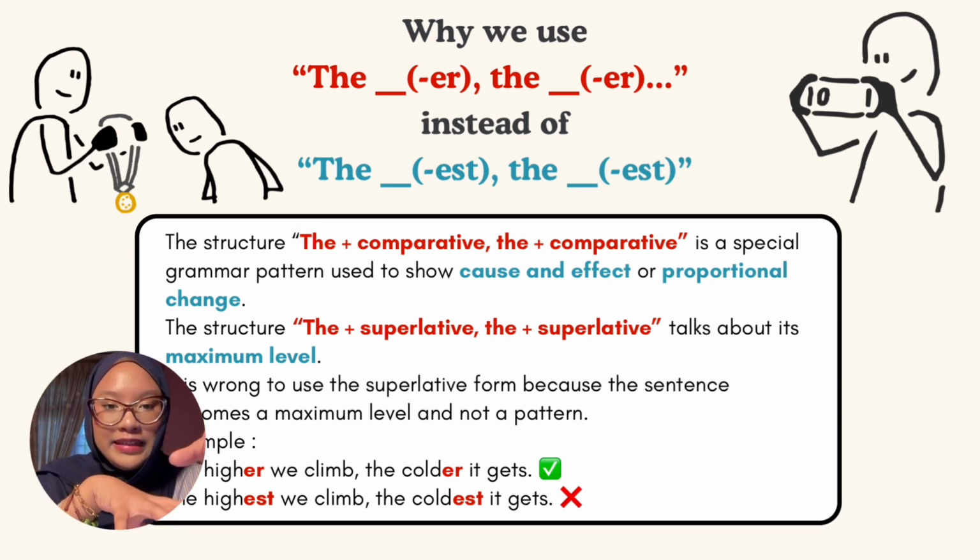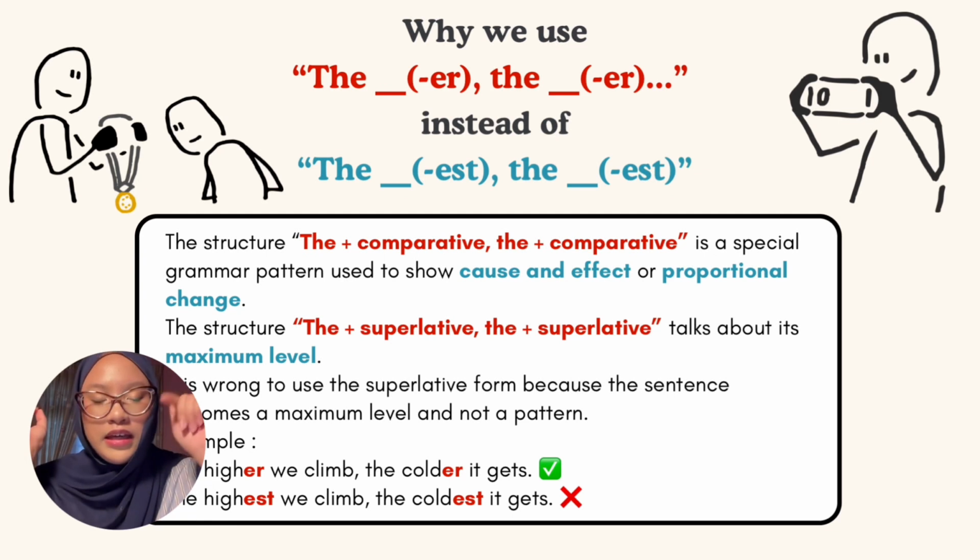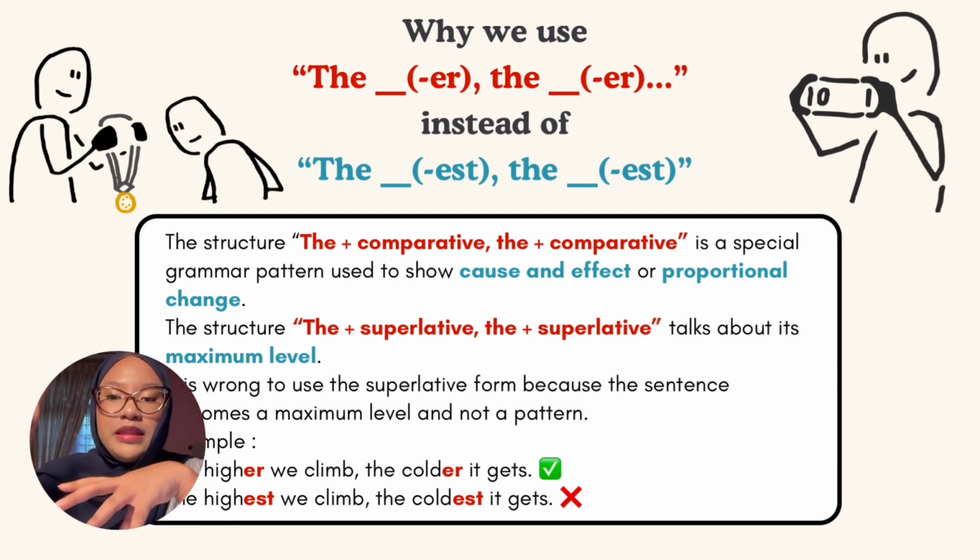So, going back to why we use the comparative instead of the superlative plus the superlative. Students sometimes confuse the structure, like the higher and the colder, with superlatives and try to say something like the highest, the coldest. But this is not correct. The pattern is not about maximum level, it's about cause and effect. It's about proportional change, when one thing changes and the other changes too. So the correct form is: the higher we climb, the colder it gets. And the incorrect form is: the highest we climb, the coldest it gets.